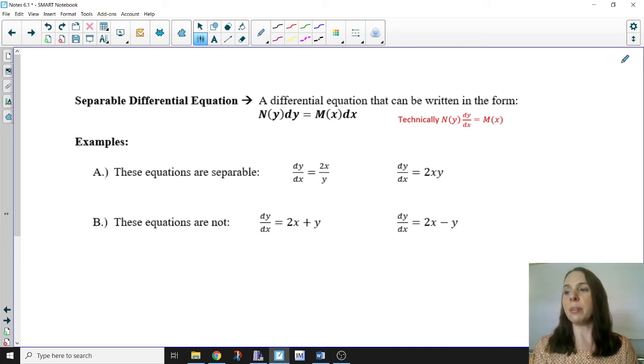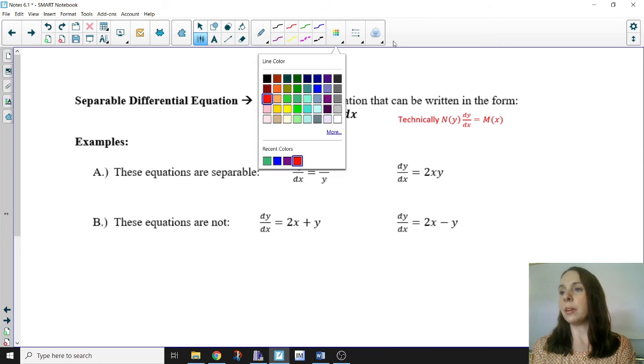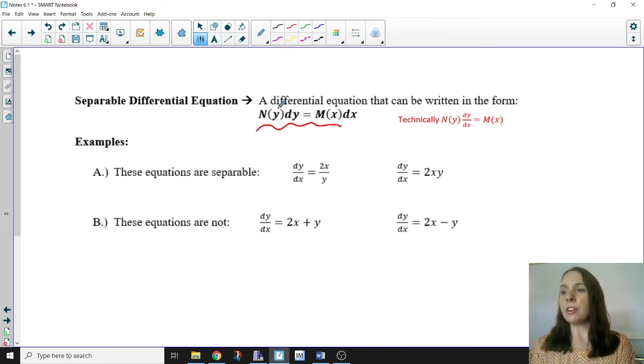In A, I have a couple of equations that are separable. And here's what I mean by separable. They can be written in this form: a function of y dy equals a function of x dx. Technically like this, but we're going to separate them to look like this. So in this first one, if I multiply both sides by the y and by the dx, I would have y dy equals 2x dx, and that means that this equation is separable.